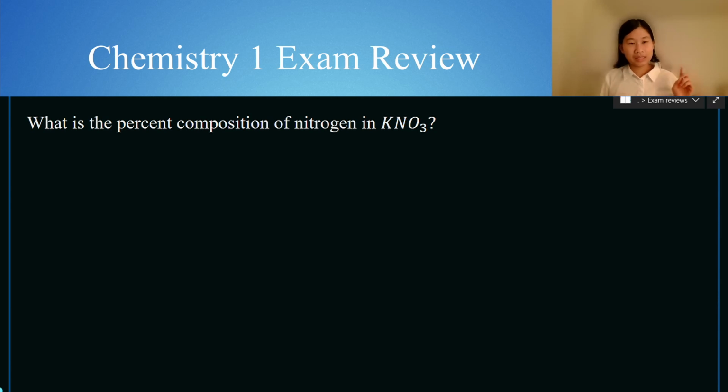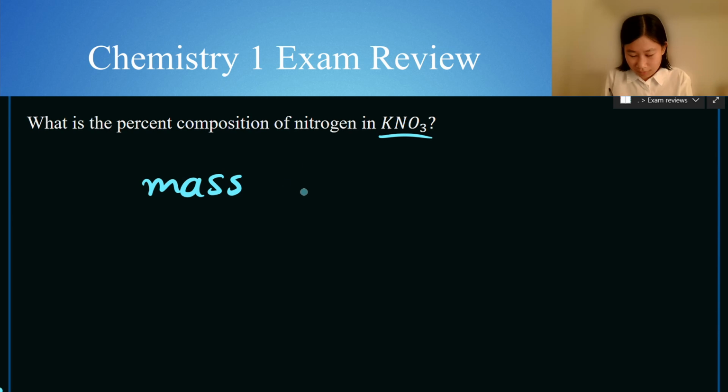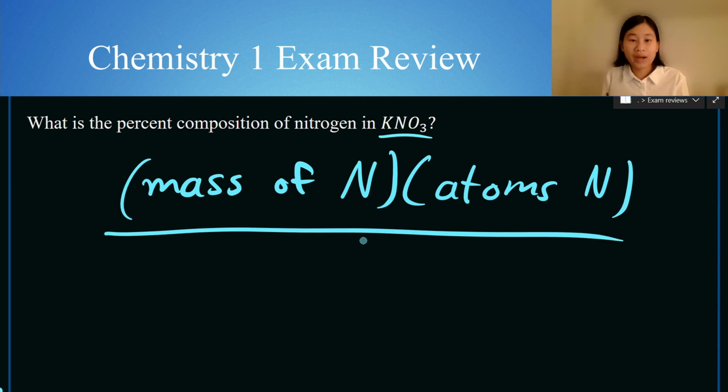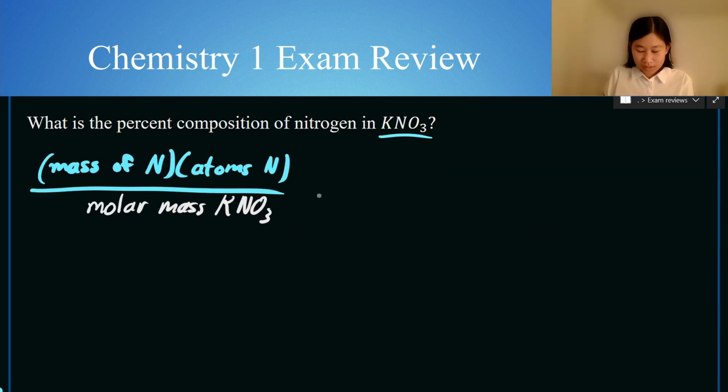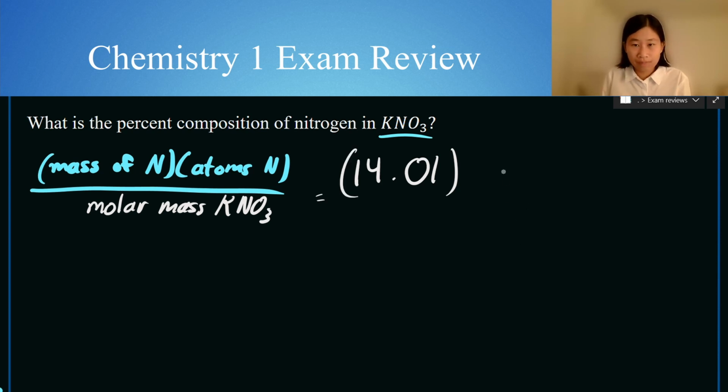Now moving on to a slightly different topic, we're going to find the percent composition of nitrogen in this compound, KNO3. For percent composition, I need to know the mass of nitrogen. Okay, so mass of N times atoms of N, and this will all be divided by the total mass of the compound, aka the molar mass of KNO3. Let's plug in the numbers. What is the mass of one nitrogen atom? Well, that's just going to be 14.01. How many atoms of nitrogen are there? Well, in the compound, there's just 1, so we'll multiply this by 1.